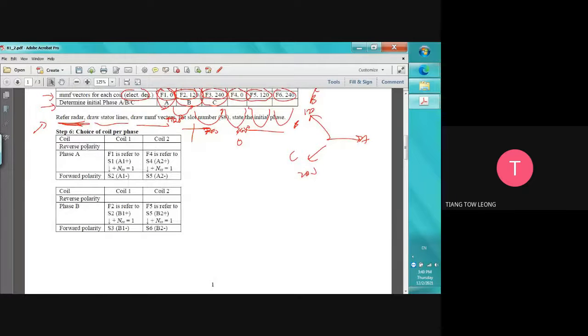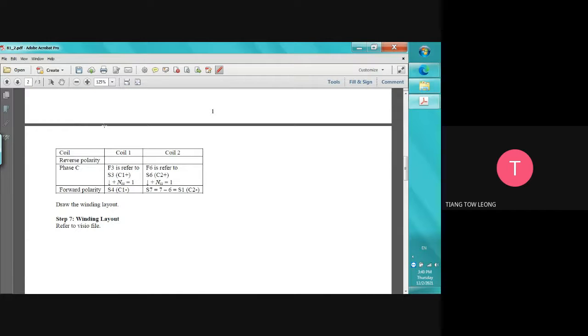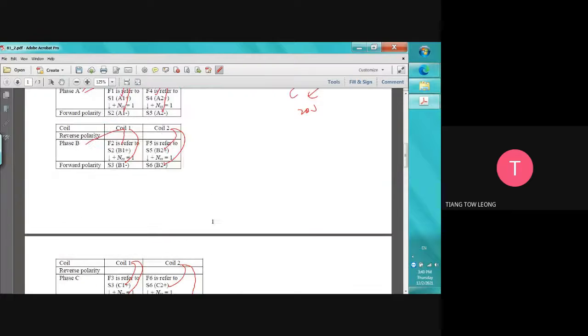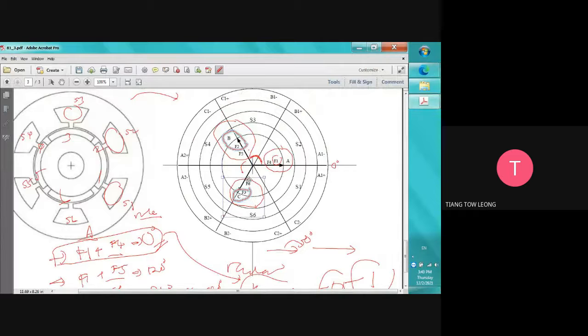Okay. So we name it A1 plus, A1 minus, A2 plus, A2 minus. Same as well: B1 plus, B1 minus, B2 plus, B2 minus. C1 plus, C1 minus, C2 plus, C2 minus. Okay. Then we need to put it into the winding layout.